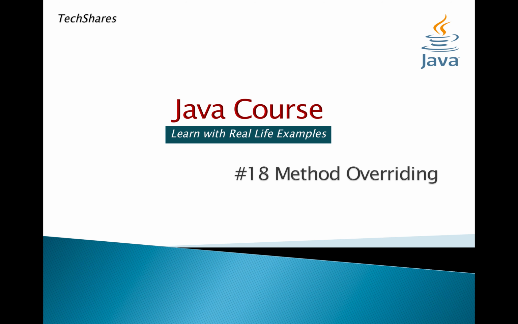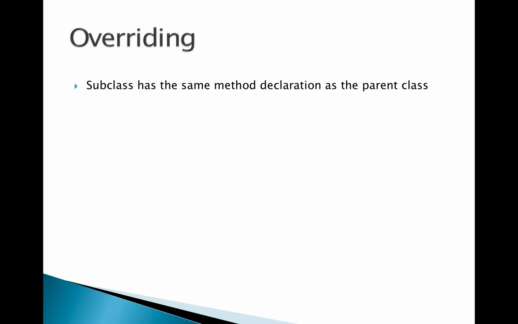This session is on method overriding. Before going into overriding, we already covered what overloading is. Overloading happens within the class. The methods will have the same name but with a different number of arguments or different types of arguments. That is called overloading a method.